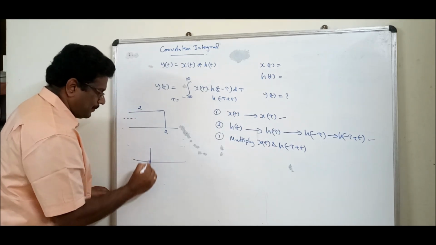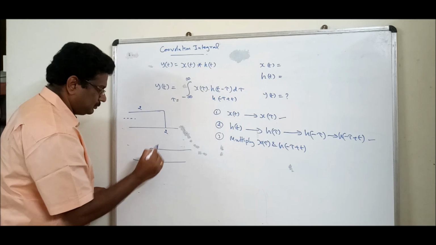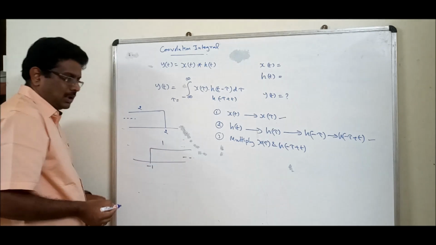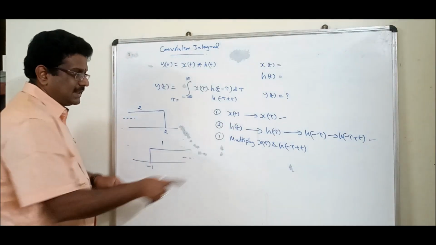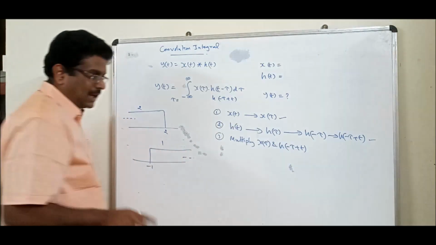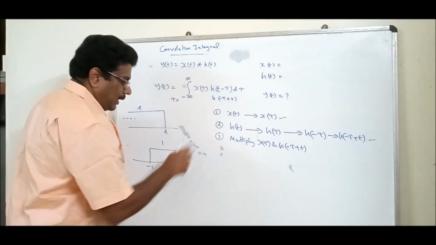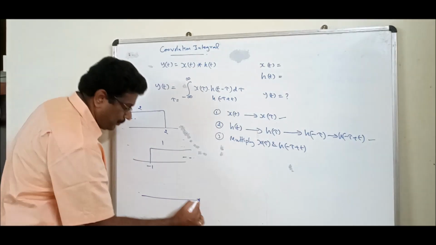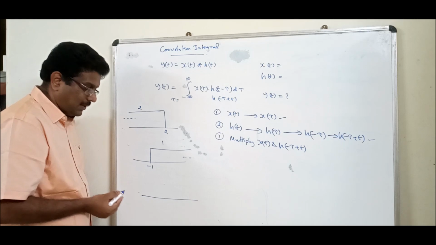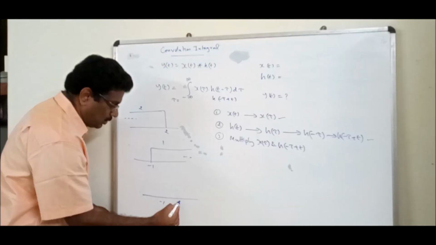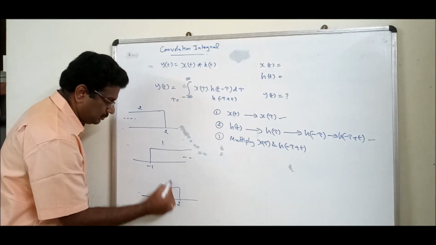Let us have a signal like this. This is the first signal, x of tau. This is the second signal, h of minus tau plus t. I am asking you to multiply. What will be the result? Where is the common place? There you will get the result. Come on, where is the result? Minus 1 to 2 is the result.